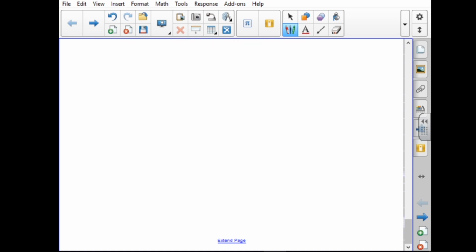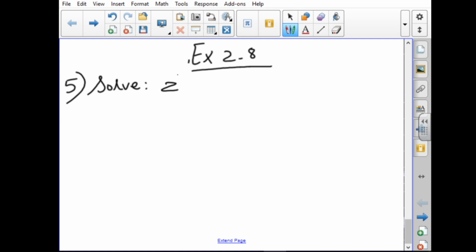Coming to the exercise, exercise 2.8, question number 5. Solve z cube plus 27 is equal to 0. So z cube can be written as z cube is equal to minus 27. So this is minus 1 into 3 cube.